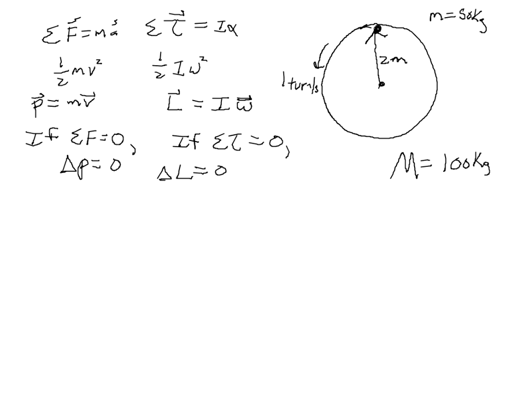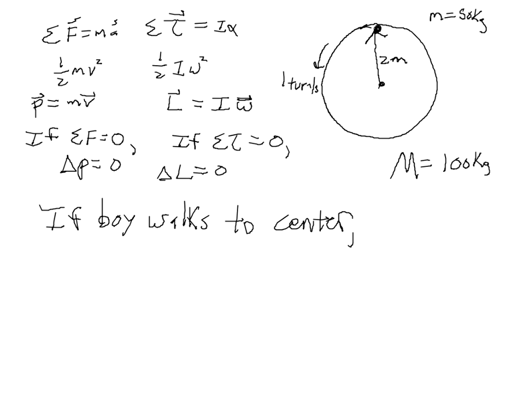Now, let's say that this boy decides he's going to walk to the center of the merry-go-round. Well, when that happens, the speed of the merry-go-round will change. And I want to know by how much. What is the new angular velocity?